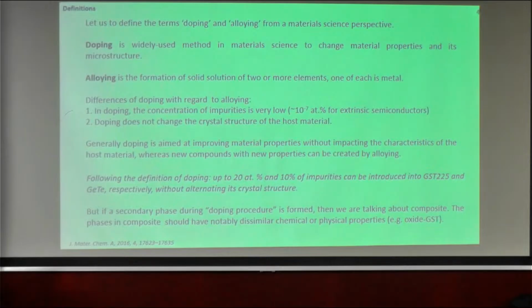However, if they introduce the doping elements, and if they have a formation of additional phase, then we will talk about the composite. If you introduce oxide, then we have composite material. But as I said, in many papers, they talk about doping with oxide of GST, which is wrong, in my opinion.